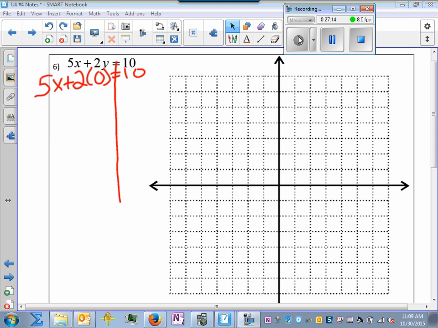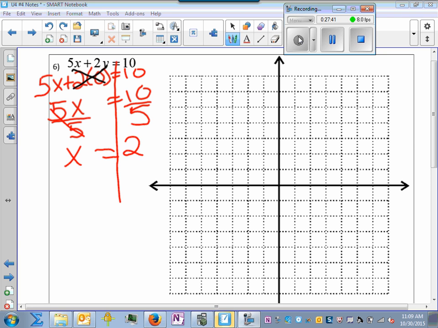Okay, so I'm going to cancel out. 2 times 0 cancels out. And I bring down 5x equals 10. Remember, if you had wanted to write it, you would do 5x plus 0. And then 5x plus 0 is just 5x. And you still get the same answer. Then I'm going to divide by 5 to get x by itself. 5 goes away. I get x equals 2.